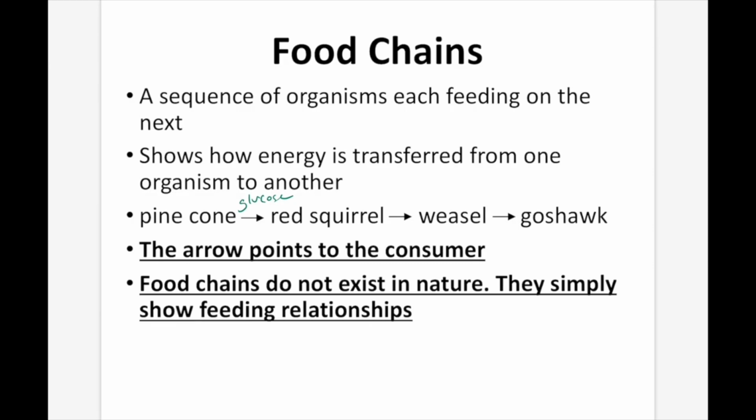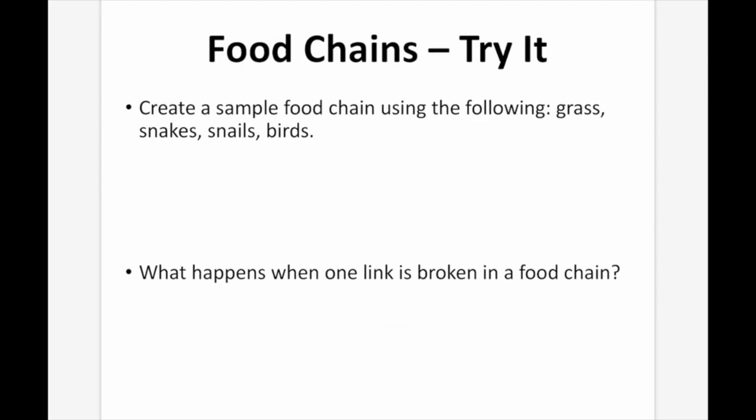Food chains do not really exist in nature. They're simply good for showing feeding relationships on a micro scale. So what I'd like you to do now is pause the video and try it. I'd like you to create a sample food chain using the following: grass, snakes, snails, and birds. And then once you've done that, I want you to answer the question, what happens when one link is broken in the food chain?